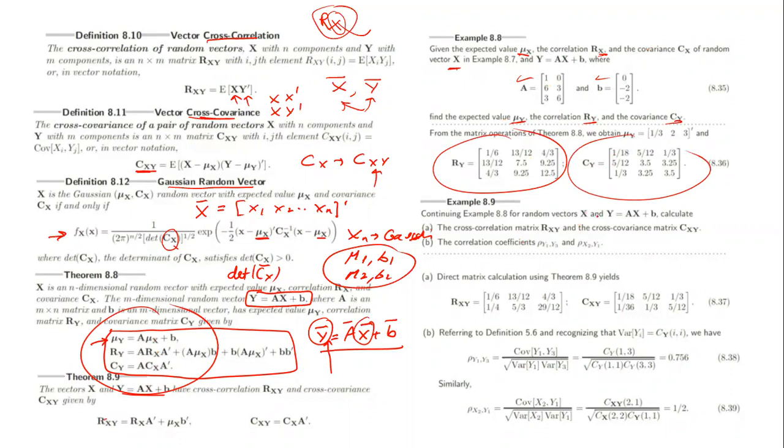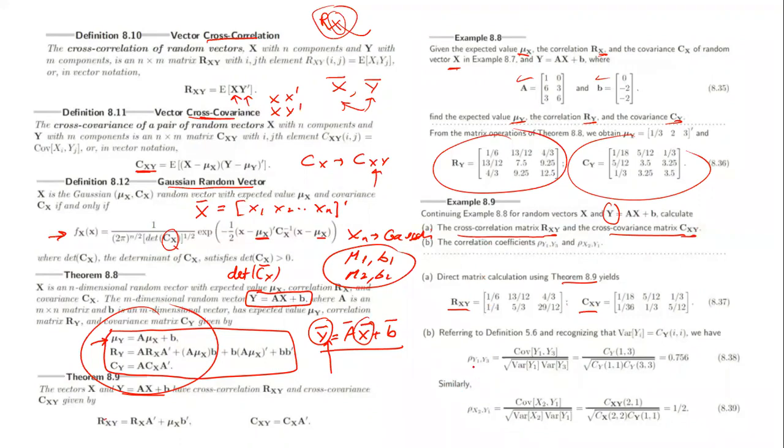Next example, we have a linear operation. We got a linear function of x as a new random vector, and we find the cross correlation matrix Rxy and cross covariance matrix Cxy. Again, we use the same method as in the previous slide. Use theorem 8-9 to find the cross correlation matrix and cross covariance matrix.